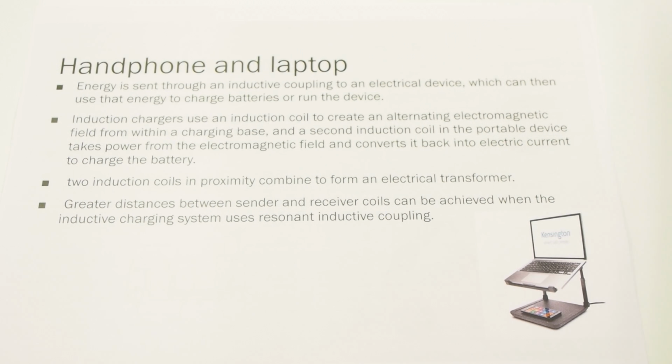Wireless power transmission generates electricity by taking magnetic flux and moving it through the coil to create electricity. Power from the socket is alternating current, which changes direction 60 times a second. Electrons are moving back and forth, and that is the key to wireless charging. Two induction coils in proximity combine to form an electrical transformer. Greater distances between sender and receiver coil can be achieved when the inductive charging system uses resonant inductive coupling.